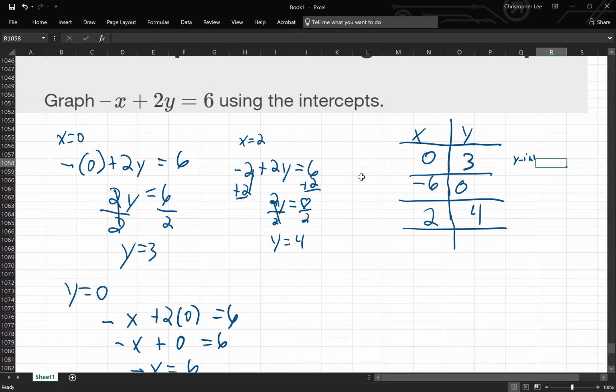I picked it. I just picked 2. You can pick whatever number you want for the third value. Doesn't matter.